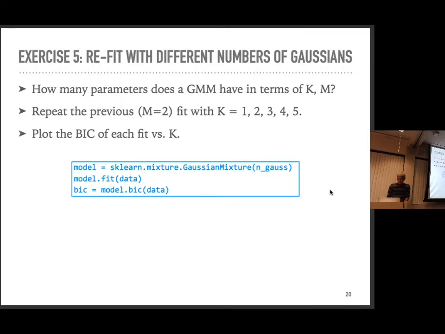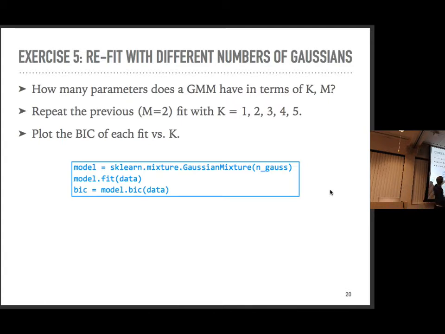So what I want you to do is quickly take the code you just wrote and try fitting with different numbers of Gaussians. In this case, we know the answer is 3. That's the true value. But I want you to get a sense of how useful this BIC is. Look at how the number changes when you have 1, 2, 4, 5.